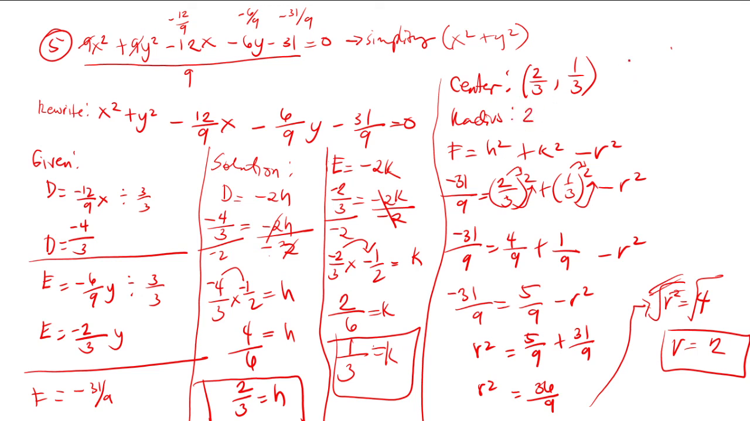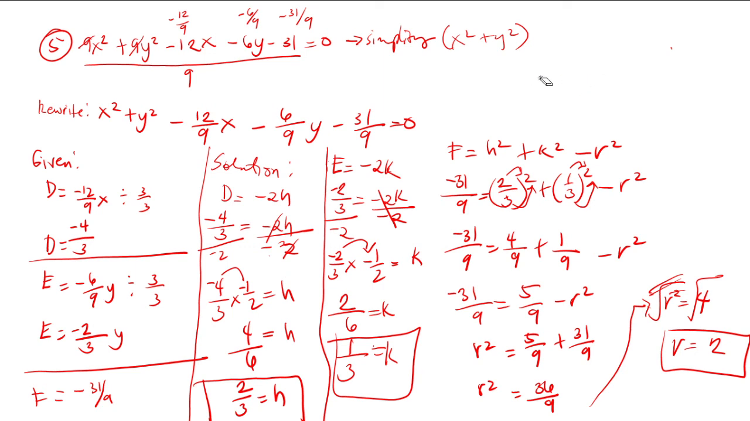Okay? After that, standard form naman tayo. Ang standard form niya is equal to, ito positive, so dito negative siya. X, kasya ba doon? Hindi yata siya magkakasya. Adjust natin. Center will be 2 over 3 and 1/3. And then radius. Radius natin ay 2 units.